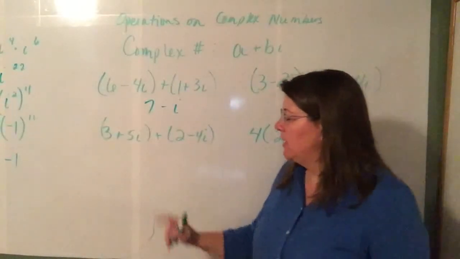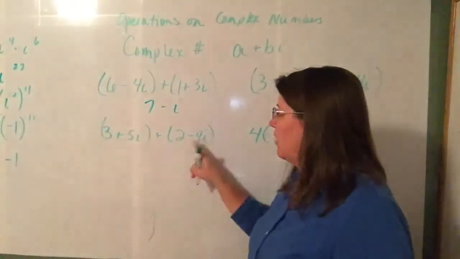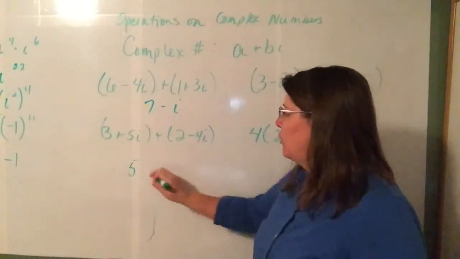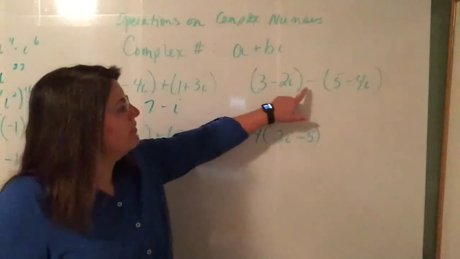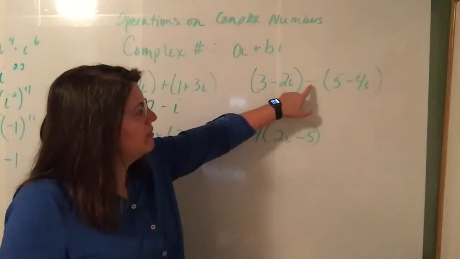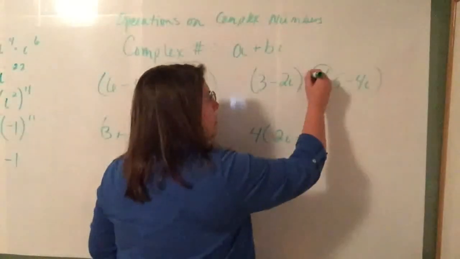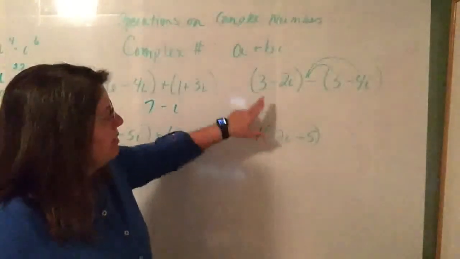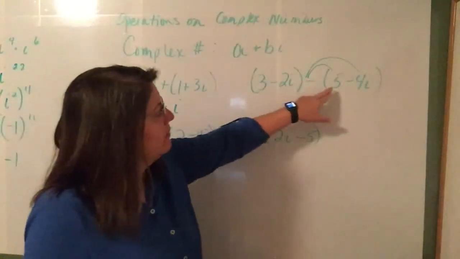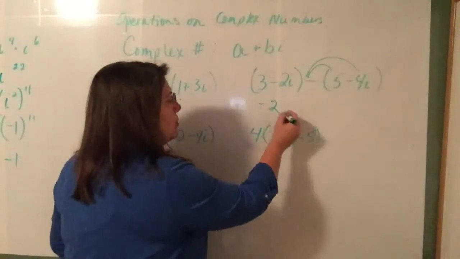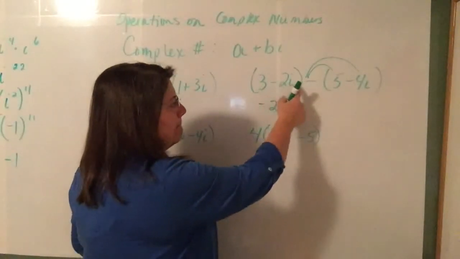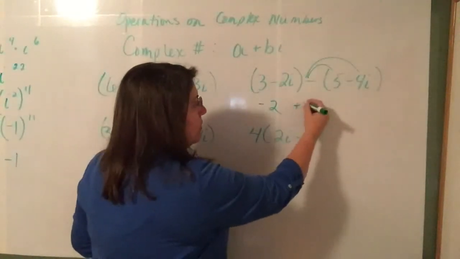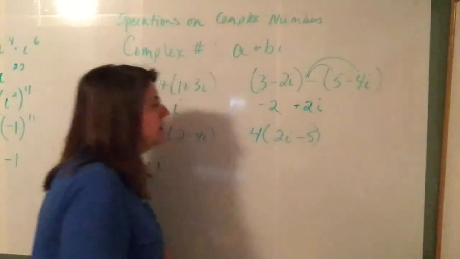For this one, similarly, we can add the terms that are alike. So 3 plus 2 is 5. 5i plus negative 4i is i. Here we have a subtraction. In subtraction, that subtraction sign has to distribute among both of those. If you don't distribute it, you will get the last term wrong every time. So this is 3 minus 5, which would be a negative 2. And negative 2i minus negative 4i, which is negative 2i plus 4i, would be a positive 2i.